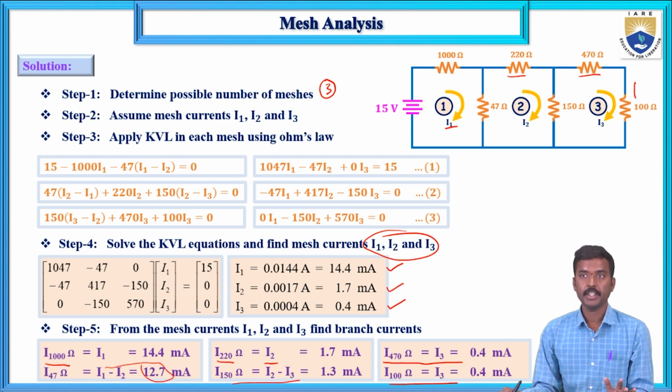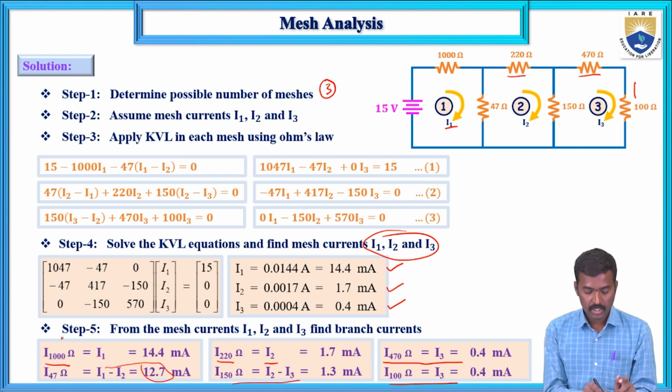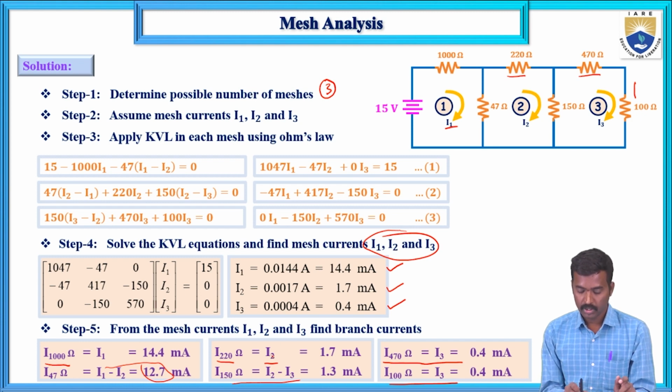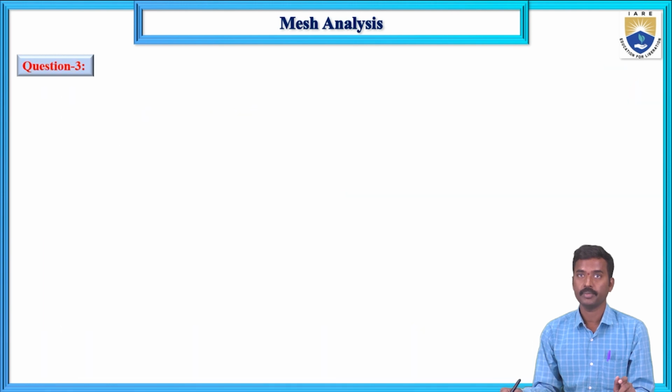If you want voltages across each resistor, you can determine the voltages also. Just multiply the branch currents with their individual resistances. Here, voltage across the 1000 ohms resistor means this current into 1000. Voltage across the 220 ohms resistor means this current into 220. Like this we can determine the voltage across each resistor.